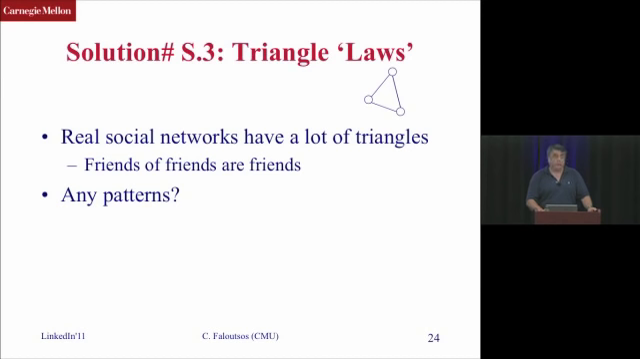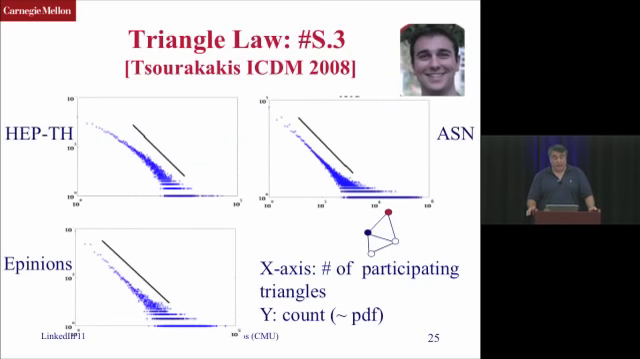Now the question is, what can we say about the number of triangles or the distribution of triangles within a real social network? These are two observations, S3 and the upcoming S4, by Babis Tsourakakis. These are three different data sets. This is a high energy physics theory co-authorship network, who wrote a paper with whom.